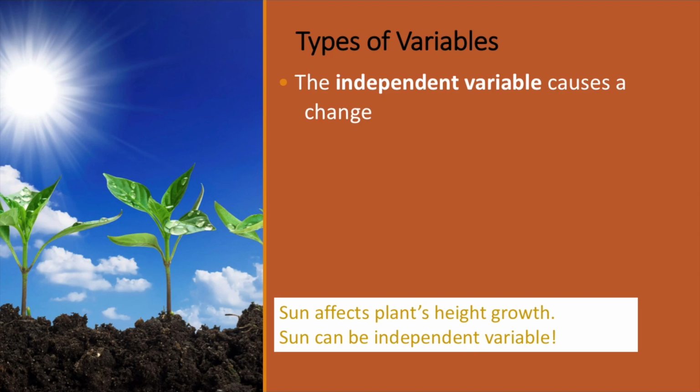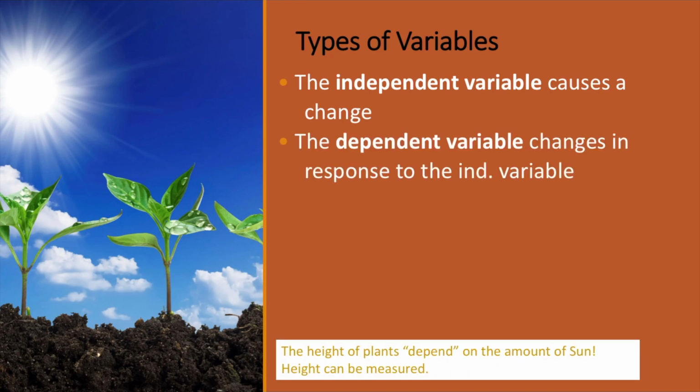Types of variables. So we have something called the independent variable, which causes change. So if you change the independent variable, it will change the outcome. So for example, the sun affects plant growth heights. The sun is an independent variable in this case. The dependent variable changes in response to the independent variable. So the amount of sunlight will make the sunflower grow to a certain height. So that height depends on how much sun the flower gets.